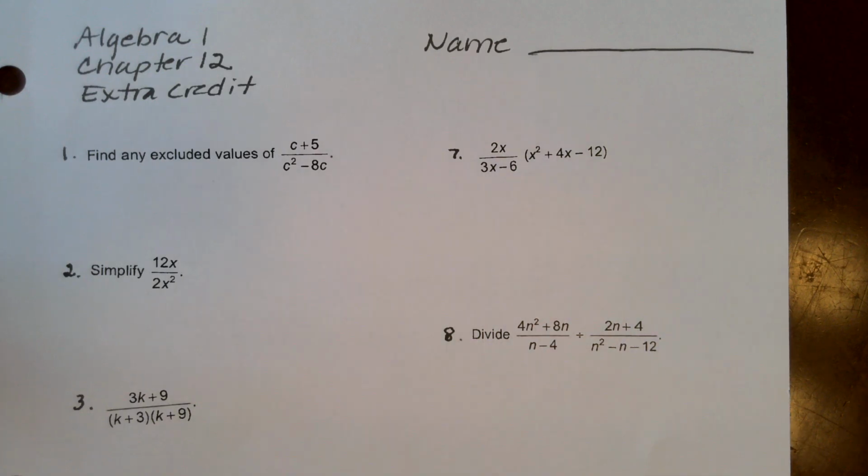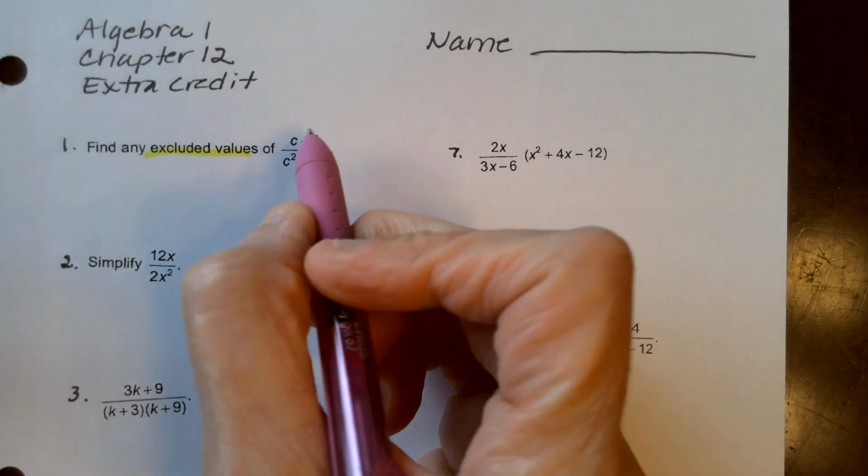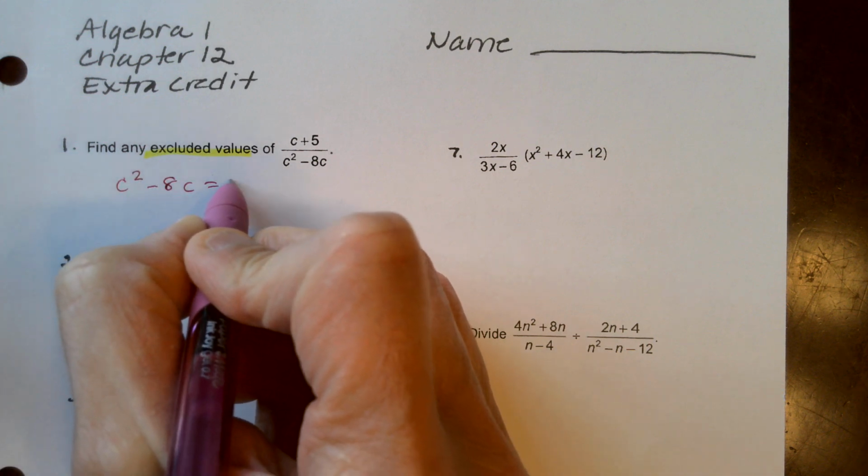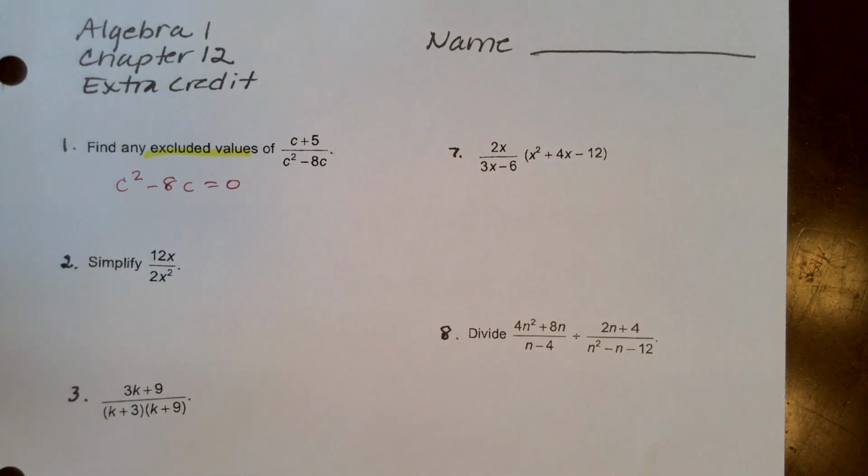Chapter 12. First thing you want to take a look at here is vocabulary, right? Excluded values. You got to know what that is. Excluded values are values that you can't have. It's impossible. For example, you see a fraction before you, you cannot have a zero in the bottom of a fraction, right? Calculator errors, so you cannot have this bottom part be zero. So all you do is you take the bottom part and say, okay, well, what makes it zero? Because those are the values I can't have.